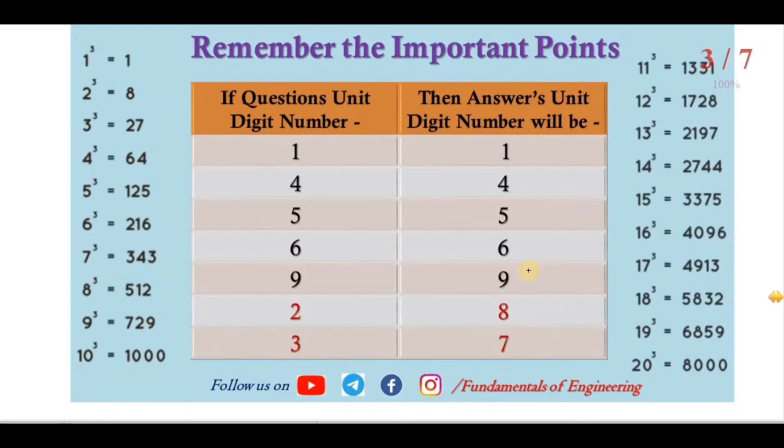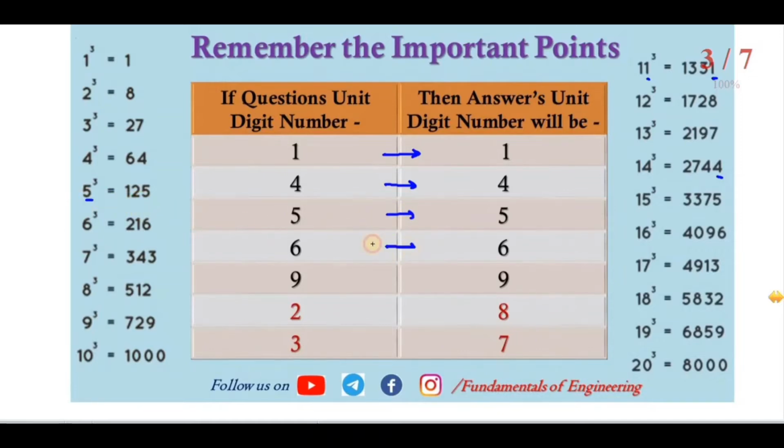Suppose for finding the cube root, if the question's unit digit is 1, then our answer's unit digit will be 1. How? You can see 1 cube is 1, 11 cube is 1331. So 1 as the question's unit digit gives the cube root with 1 as the answer's unit digit. If 4 is there, you will get 4. You can check it: 4 cube is 64, 14 cube is 2744. So you can see the 4 at the unit digit. 5: 5 cube is 125.